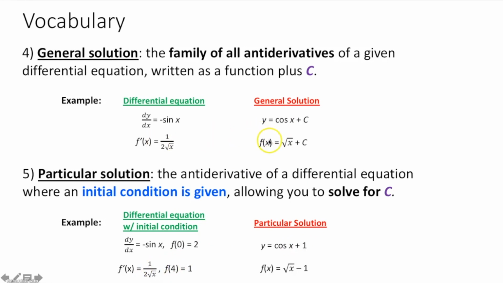Same thing here. You took the antiderivative in order to get the general solution, or you took the integral in order to get the general solution. Now you use your initial condition, plug in 4 for x, 1 for y, and you can solve for your c, which would be negative 1. That is the particular solution.